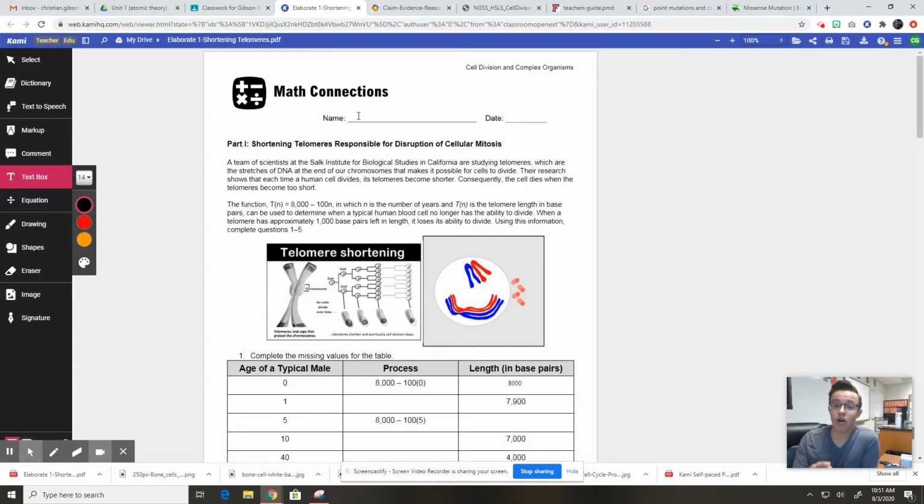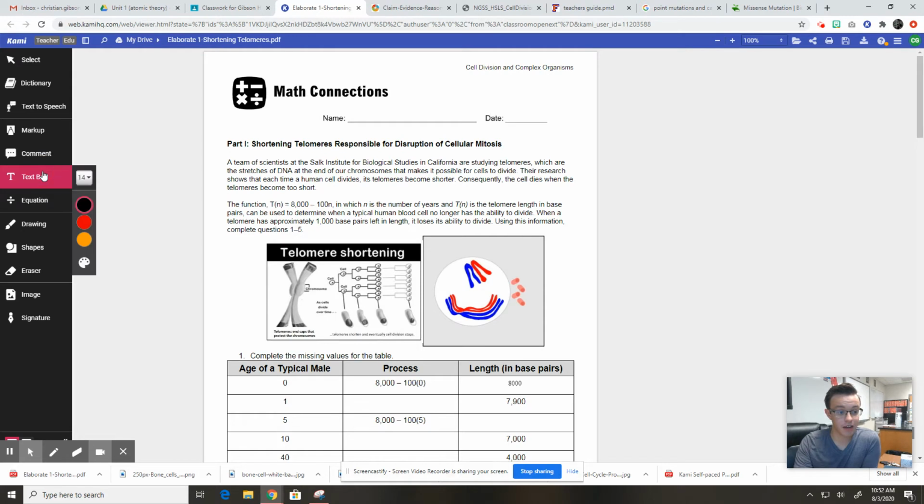So the first thing you will always want to do in a Kami assignment is put your name on it. Now you can't actually write on your screen unless maybe you're using an iPad or something like that. But if we have a text box selected here, font size is 14. We can always change that if you want it bigger or smaller. You can also add different colors here. I'm just going to go with standard black 14 font.